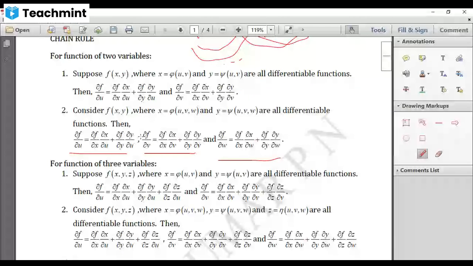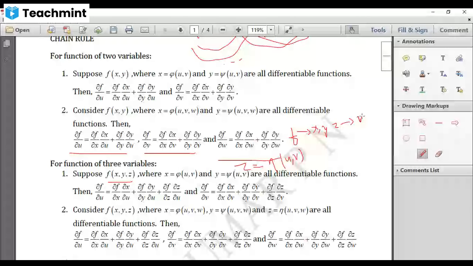Now we'll see the same formula for three variables. Suppose your f is dependent on three variables, but your x is dependent on u and v. How are you going to differentiate? So your f is dependent on x, y, z, but your x, y, z are dependent on u and v. So here z is missing. z equal to some eta of u, v. Write down that one. Right? u and v.